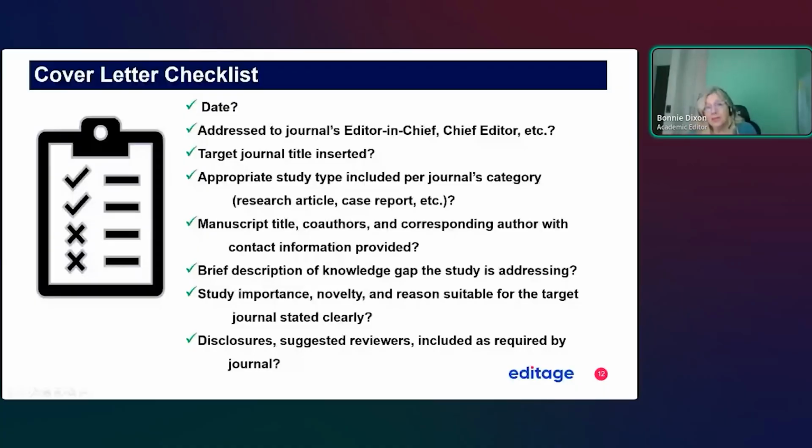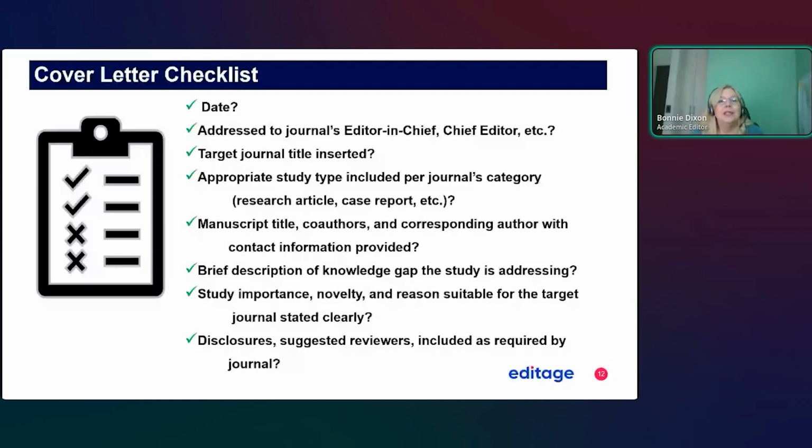This is one of the first things that the journal, the editors of the journal, are going to see. So it's very important to have this completely polished and ready. And again, check it over. Okay, first things, is the date provided?